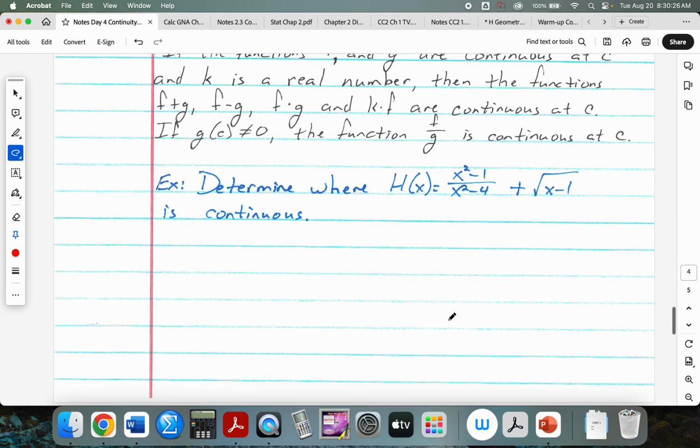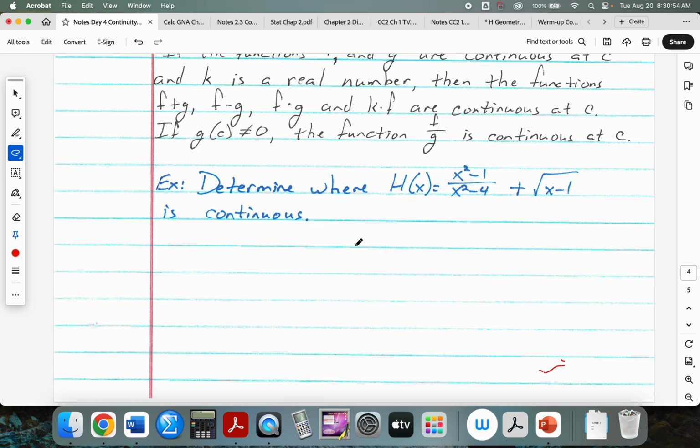All right, so let's determine where this function is continuous. And it's actually easier to talk about, well, where is it not continuous? For this part, it's just going to be a couple of points where it's not continuous. We've done this one a couple of times already today. So let's start with this one.